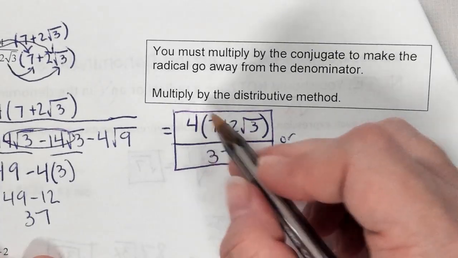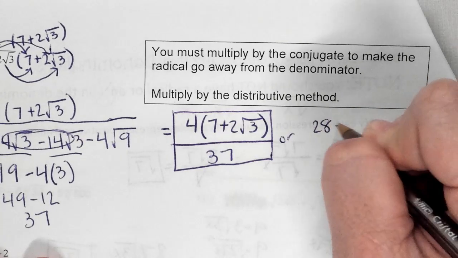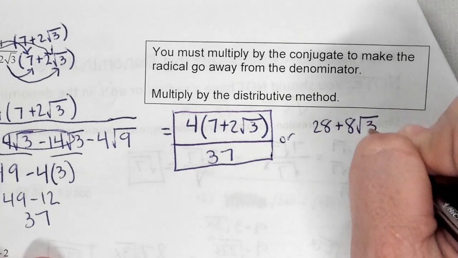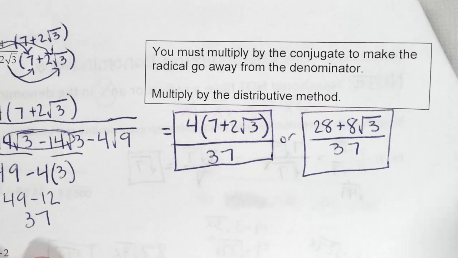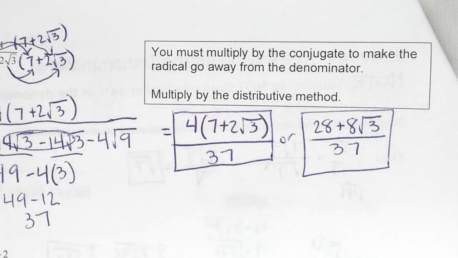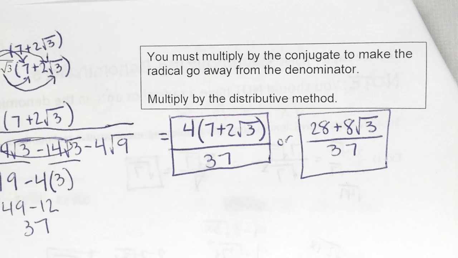However, if it's multiple choice, I want you to understand that you could technically multiply that 4 in, and you would get 28 plus 8 root 3 over 37. So you could see it both ways. Okay? As long as you understand those are the same, you're good. If you leave it like this on your practice, I'm okay with that. Okay?